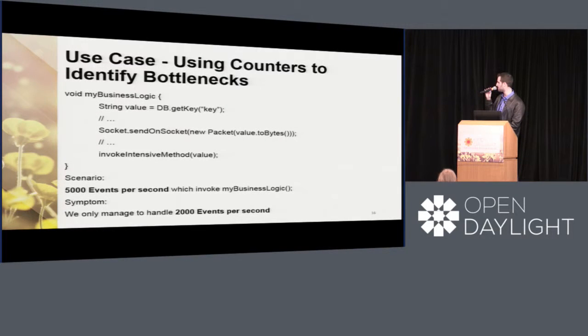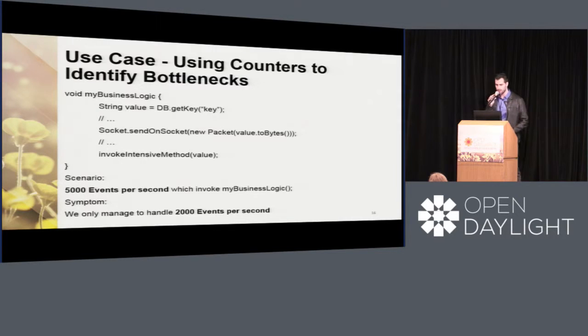So this is a use case. How do you use counters to identify bottlenecks? Let's say I have a method called myBusinessLogic. It's doing three things. It goes to the DB and queries something. It sends something on the socket, and it calls a very CPU-intensive method.